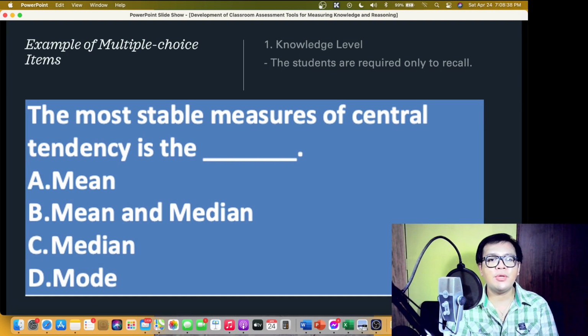So, example of a multiple choice item, knowledge level, the students are required only to do recall. So example, the most stable measure of central tendency is what? A, mean. B, mean and median. C, median. D, mode.